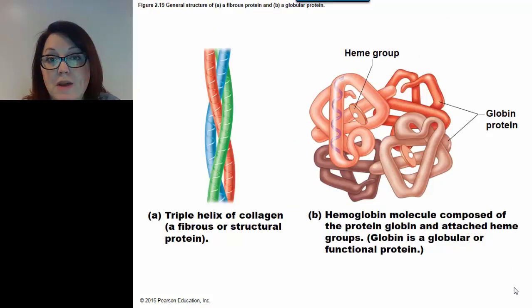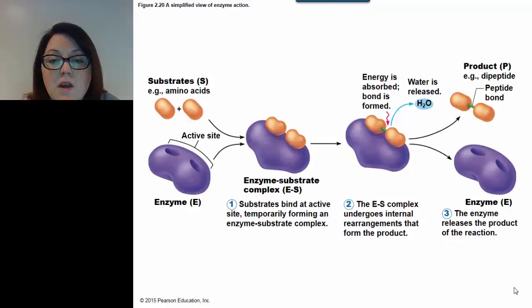So here we can see two examples of proteins. So collagen protein and then hemoglobin protein. They have very different shapes. So the shape of a protein is really important for its function, right? And different proteins do have different shapes. And ultimately what determines the shape of a protein is actually your DNA. And we'll talk more about that in a little bit.